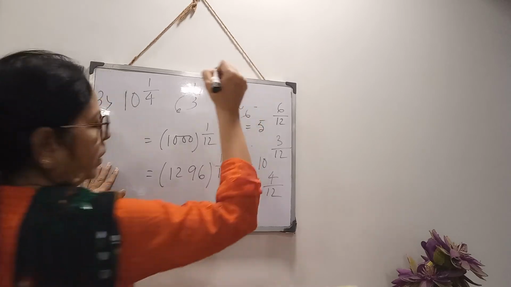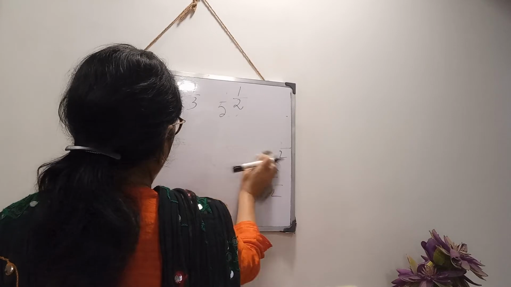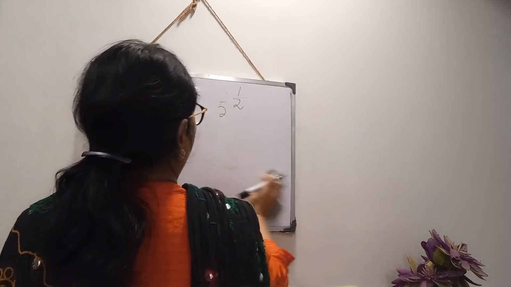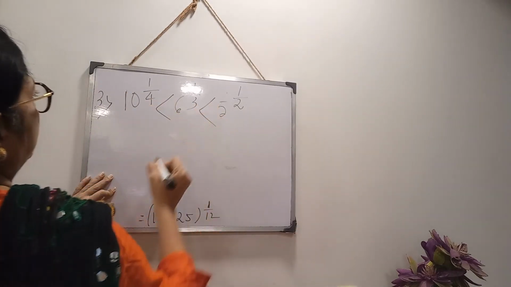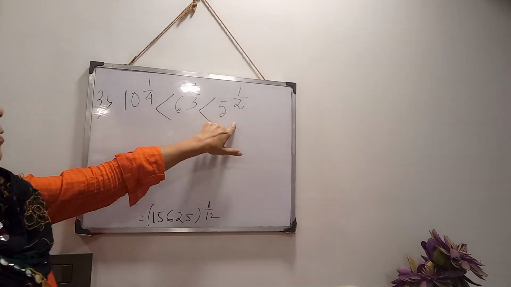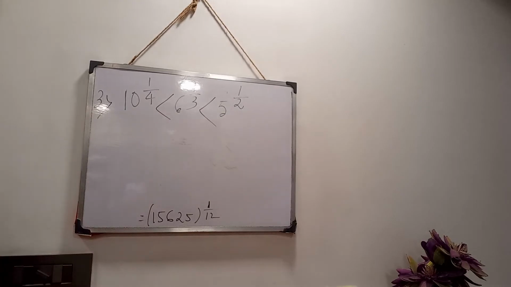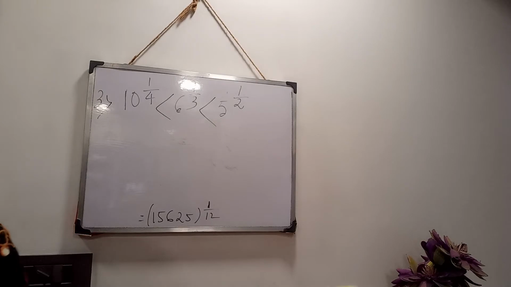Okay. So here we have to give one sign. Arrange in ascending order: this is the smaller sign, smaller than. This is smaller than this, this is smaller than this. So this is my required ascending order: 10 to the power 1 by 4, then 6 to the power 1 by 3, then 5 to the power 1 by 2. Clear? Next one, same method.